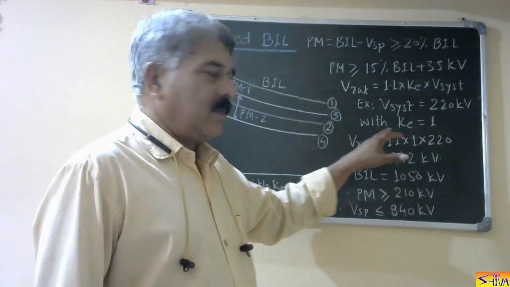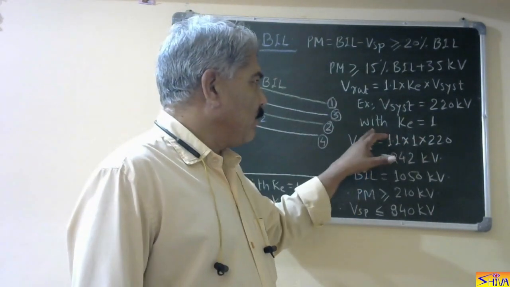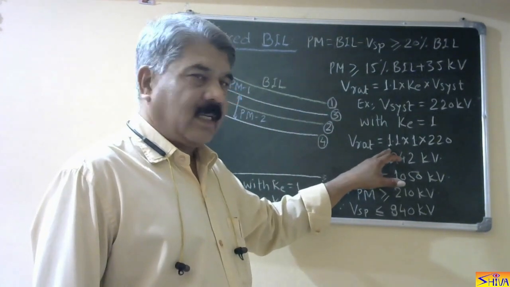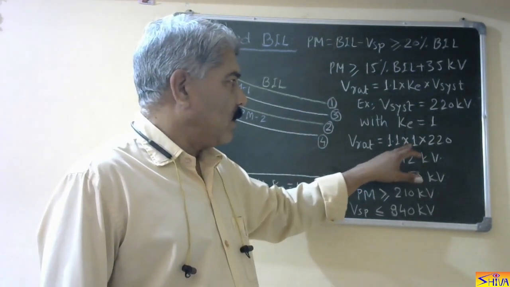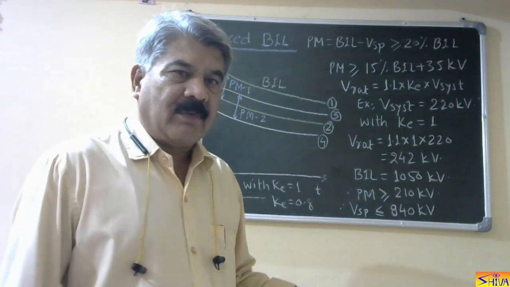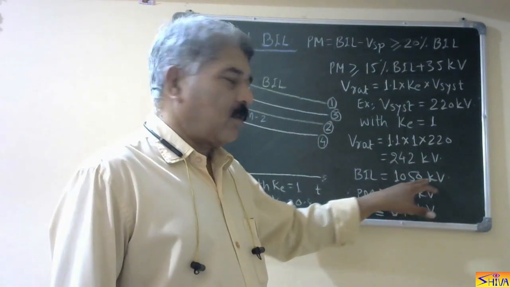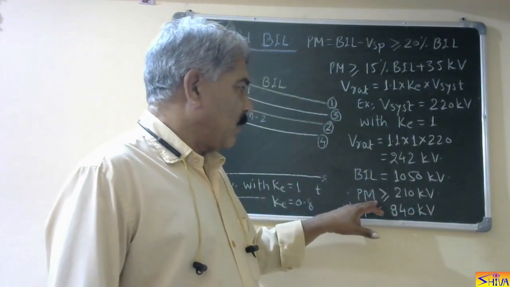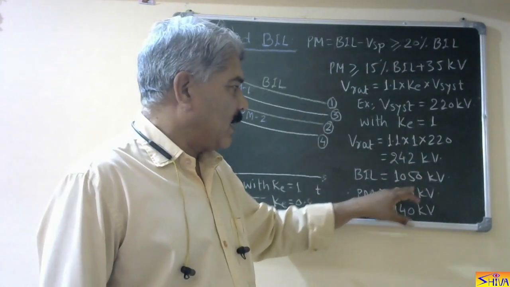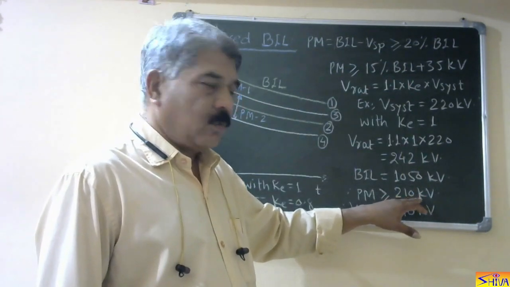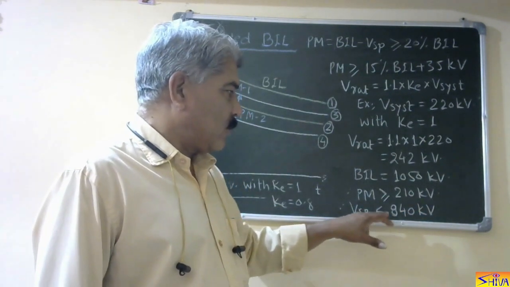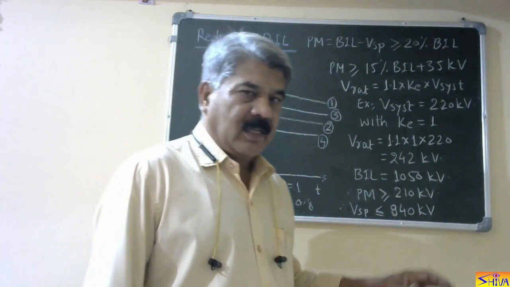So let us say system neutral is not solidly grounded. So KE is equal to 1. So in that case, rated voltage of the lightning arrestor will be 1.1 into 1 into 220, that is 242 kV. For 220 kV system, BIL is 1050 kV. So protection margin, according to this equation, should be greater than or equal to 20% of BIL. So it should be greater than or equal to 210 kV. So spark over voltage of the lightning arrestor should be less than or equal to 840 kV.